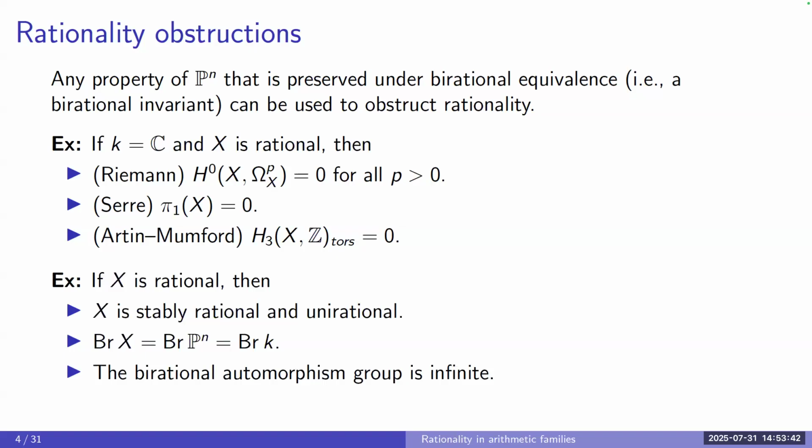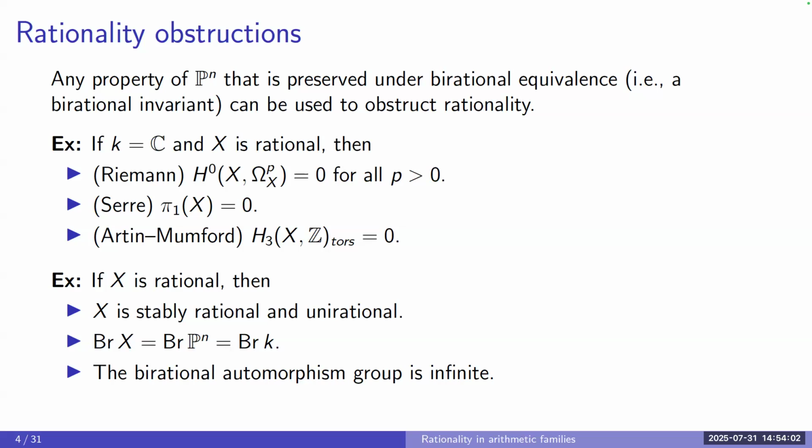But more generally, there are maybe more arithmetic kinds of obstructions like Lang-Nishimura that I just mentioned. There are also more general notions than just rationality, like being stably rational or unirational, and rationality is the strongest, so it implies these others.